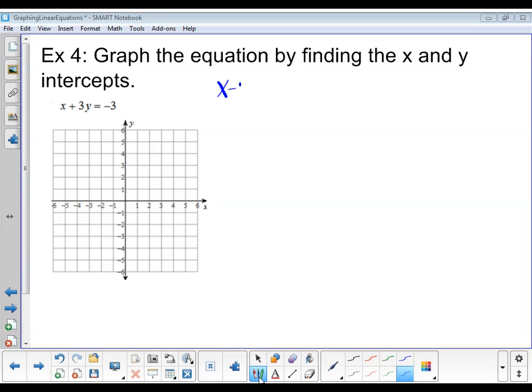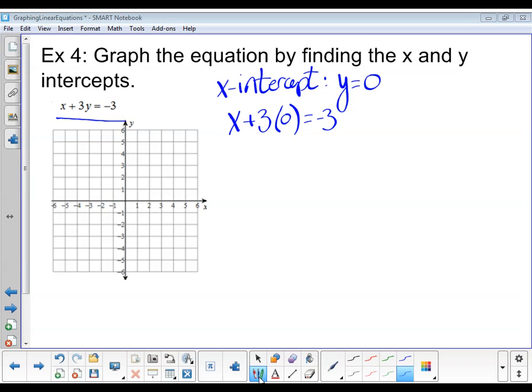So the first thing that we're going to look at is an x-intercept. And an x-intercept happens when y is equal to 0. So to find the x-intercept from this equation, x plus 3y is equal to -3, we are going to replace the y in that equation with a 0. So I have x plus 3 times 0 is equal to -3. Well, 3 times 0 is just 0, so that piece is gone. And that leaves me with x equals -3. That is an x-intercept, so it is on the x-axis. So I'm going to go over to -3 and put my first dot.